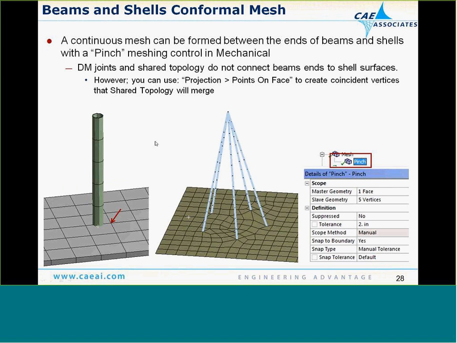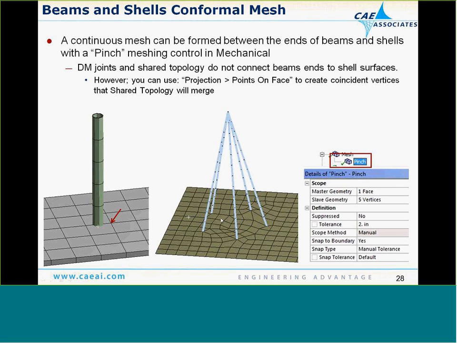So then a case that a joint and shared topology is not going to help you in Design Modeler when you want to form a continuous mesh is the endpoint of a beam to a surface. Or we may want this node on the surface to be connected up to the beam. So one thing you can do is in Mechanical, you can use a mesh control called pinch, and you can pinch all of these vertices to the face. And if you do that, that will form a continuous mesh between these different line bodies and surfaces.